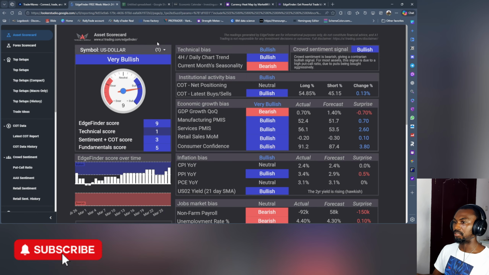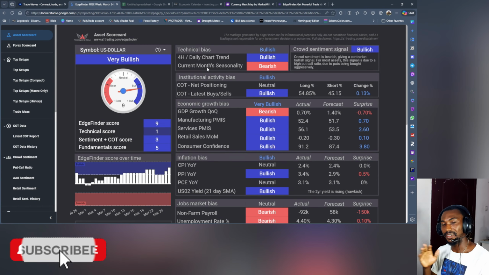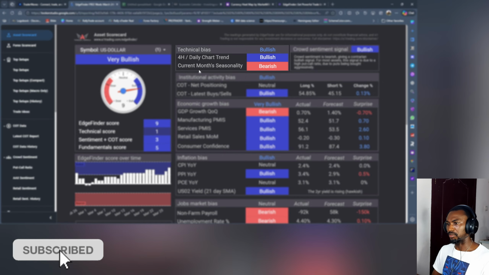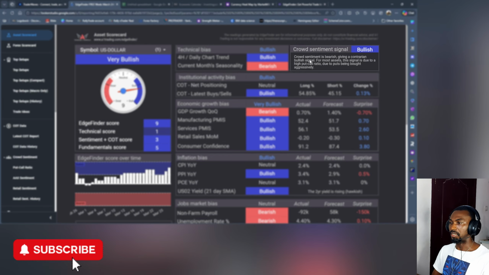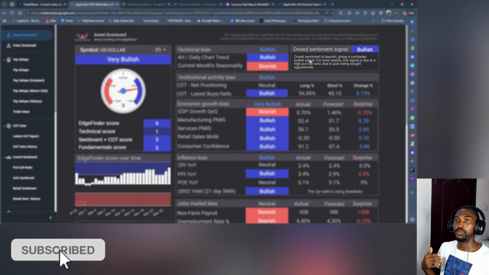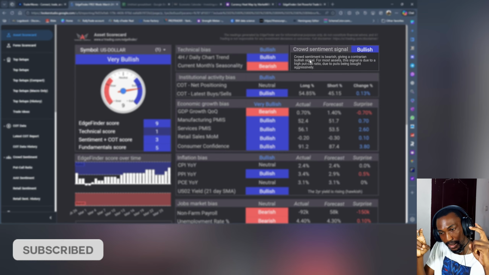In this case, I'm selecting the US dollar, and you can see everything regarding the US dollar at a glance, right? You can see the 4 hours technical charts trend. You can see the monthly seasonality, the status of it, if it's bearish or bullish. You can see crowd sentiment, that is whether it's bullish or bearish for you to trade, right? Now, the crowd sentiment is a bit tricky. You're not going with what the crowd is doing, you're going with what the smart guys are doing. Basically, what people call smart money.